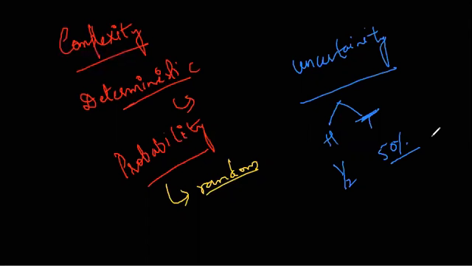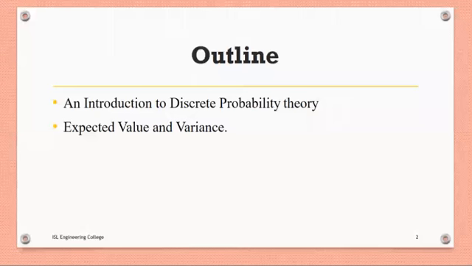So now let's begin the topic. In probability, we have two topics to be studied in the syllabus. The first one is an introduction to discrete probability theory, where we will study the basics of probability, like the basic formula, the complement of an event, the union of two events, the probability of the union of two events, etc. The next topic will be expected value and variance.